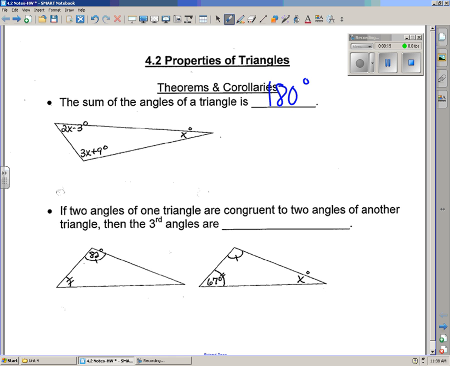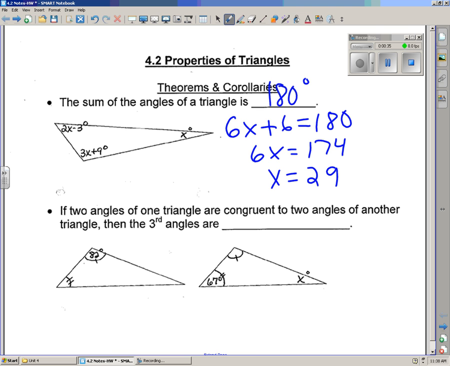By combining like terms, you would get 6x plus 6 equals 180. When you subtract 6 from both sides, you get 6x equal to 174. When you divide by 6 from both sides, you're going to get x equals 29. So if you come over to the triangle, then you know this one angle here on the right is going to be 29 degrees. The angle at the top left, when you plug in 29, comes out to be 55 degrees. And when you plug in 29 to the angle on the bottom, you come out to be 96 degrees.